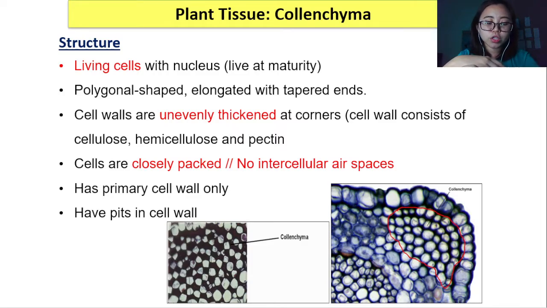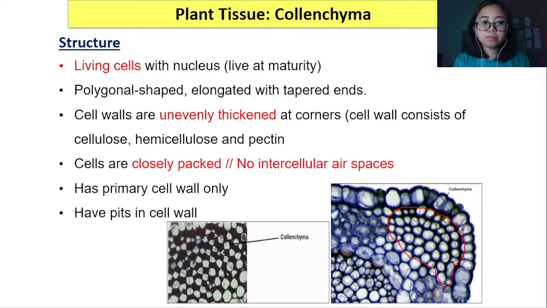Dia berbentuk polygon, means dia punya sisi itu macam lurus lah, bersegi-segi sedikit, memanjang sedikit, dan hujung dia tajam sedikit, tapered ends. The cell walls are unevenly thickened at the corners. Di penjuru-penjuru sel, cell wall dia tidak sekata, dia punya ketebalan tidak sama. Di penjuru-penjuru dia akan lebih tebal. And the cell wall will consist of cellulose, hemicellulose, and pectin.